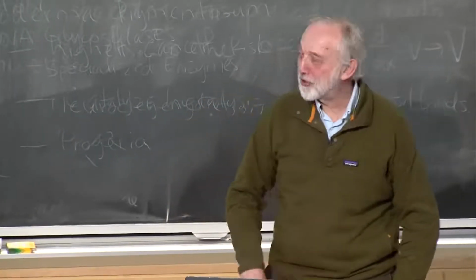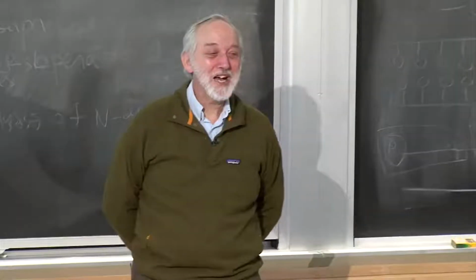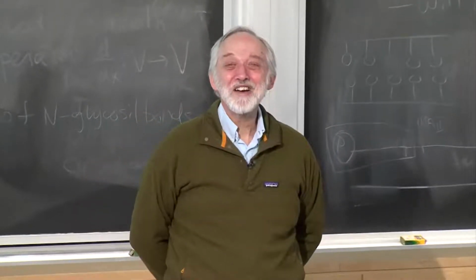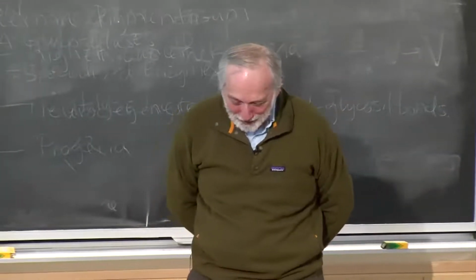Here's an example of generating the Wall Street Journal. So from unigrams, months, the May and issue of year foreign new exchanges, September were recession. It's word salad. But if you go to trigrams, they also point to $99.6 billion from 204.063% of the rates of interest stores as Mexico and Brazil. So you could imagine that this is some Wall Street Journal writer on acid writing this text, because it has a little bit of the right kind of flavor.